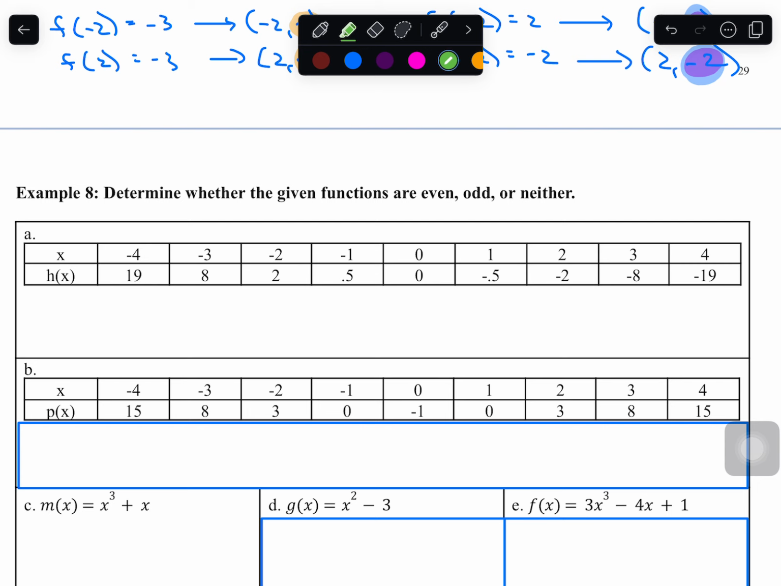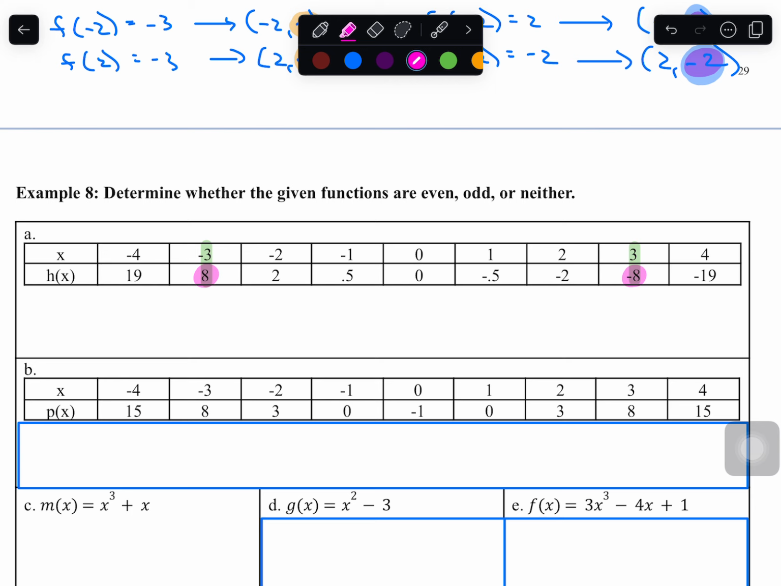I especially do not want to make a graph all the way to 19 and -19 for my output values. So instead, I'm going to do exactly what we did with the points. I'm going to look at those opposite input values. So when x is -3, I'm going to compare that to when x is 3. And right now, I notice that these two are opposites of each other. So right now, my gut is telling me odd because the output values were opposite.